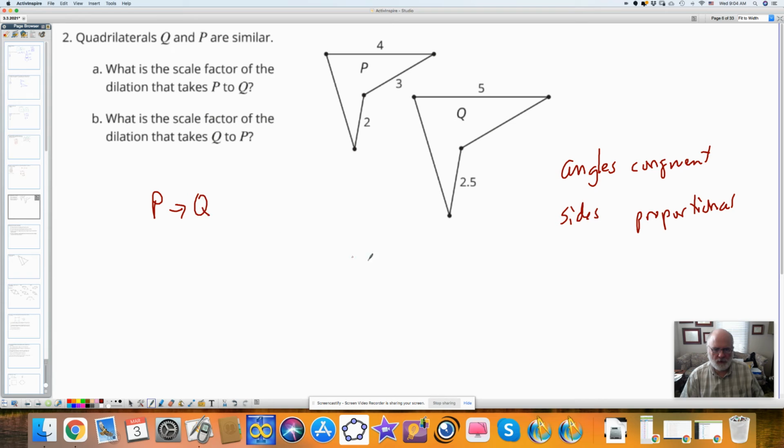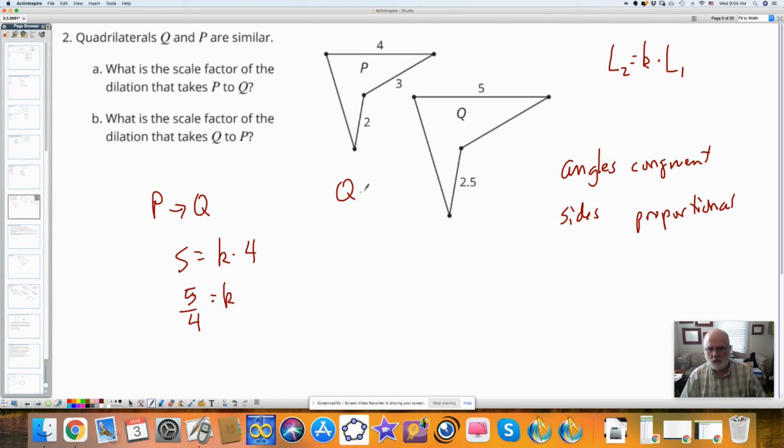Q to P. And remember, our formula is where we're going from times the scale factor is equal to where we're going to. So if we're starting at 4 and we're going to 5, 5 is equal to the scale factor times 4. So our scale factor is equal to 4/5. Does that make sense? Wait a minute, 5/4? I did that wrong. 5/4. That would make sense because I'm getting larger. It's going to be more than 1 going from P to Q.